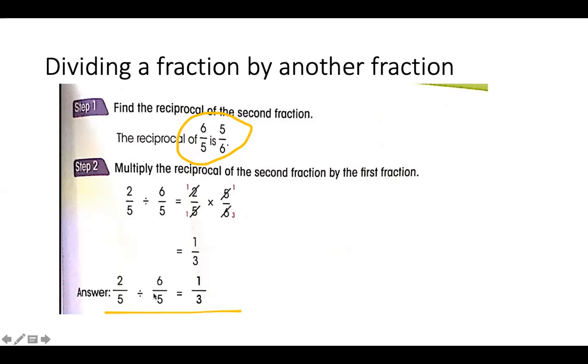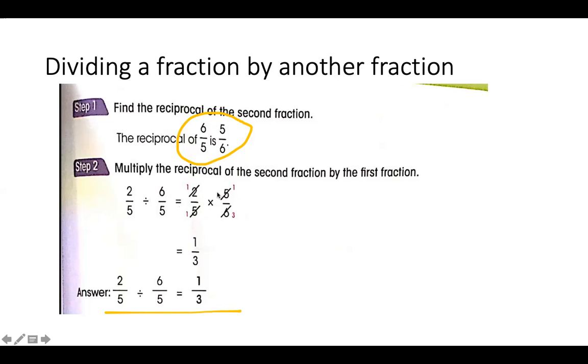All right, this one, 2/5 divided by 6/5. So what are we going to do? Multiply the reciprocal of the second fraction by the first. So 2/5 will be as is. Divide, okay, it will become multiplication. Then the reciprocal of 6/5 is 5/6. So this one, 2/5 times 5 over 6.